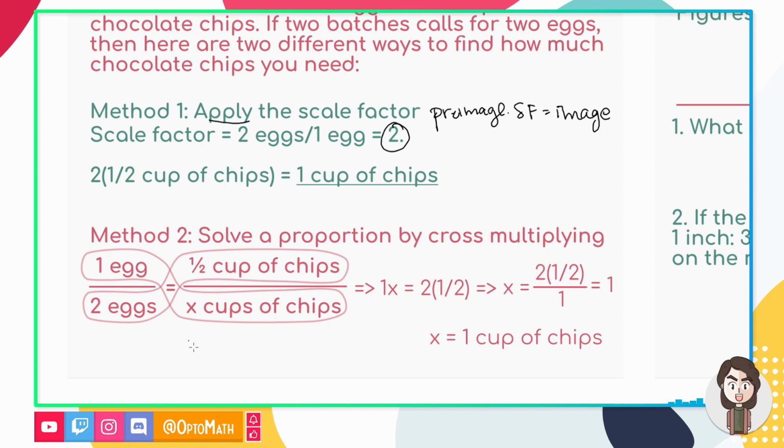So cross multiplication is a way to solve proportions. It's a way to solve a fraction equaling a fraction, that way of an equation. So if you have 1 times x equals 2 times 1/2. And then we can divide both sides by 1, and we get 2 times 1/2 divided by 1, which is 2 divided by 1, which is of course 1. And we get, again, 1 cup of chips, which is our x value.